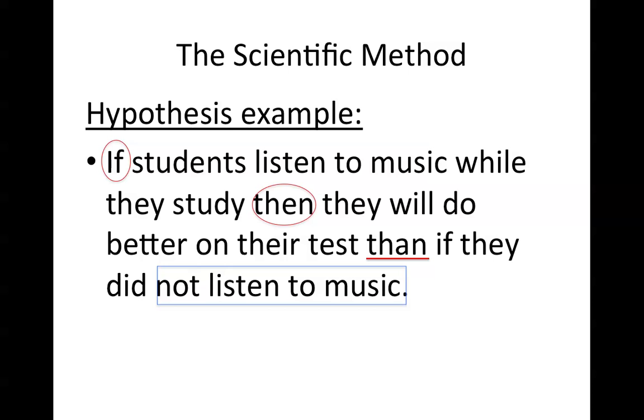Okay, so we have our example. Remember, we have two groups. The group that does not listen to music, which is the control group, and our variable group is the students who do listen to music. So if you notice how I broke this down, all of our hypotheses start with an if, and then the variable group is stated. So if students listen to music while they study, then they will do better on their test than if they did not listen to music. So our variable group comes first, and then our control group is at the end. So kind of nice little trick there for you to check out.